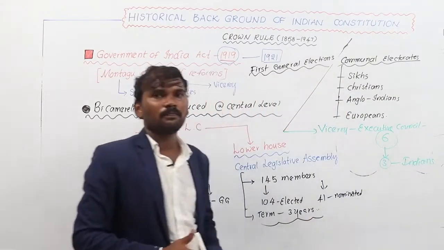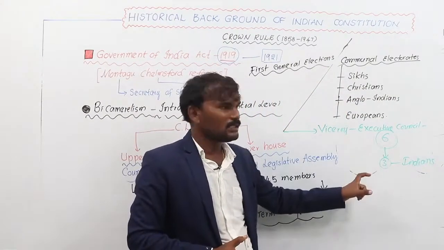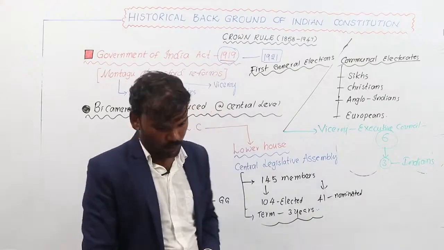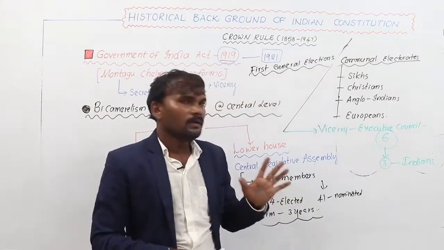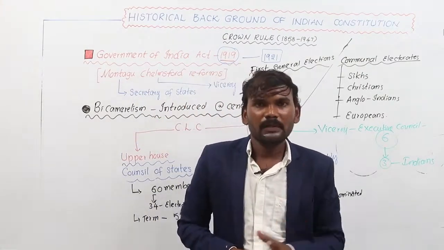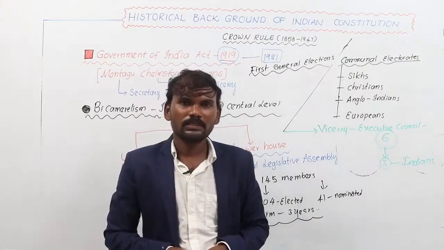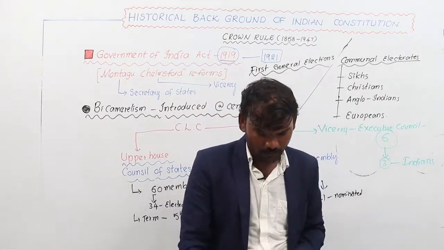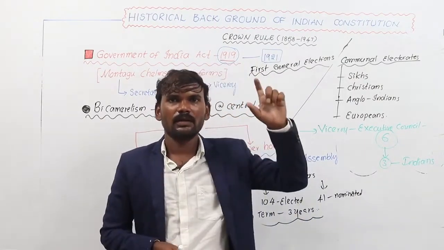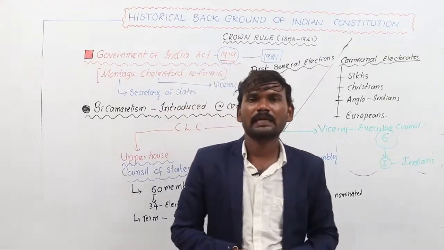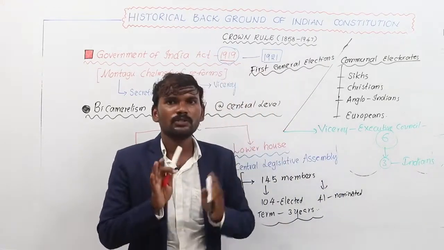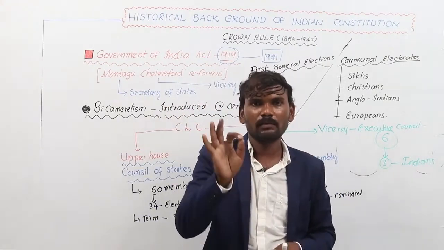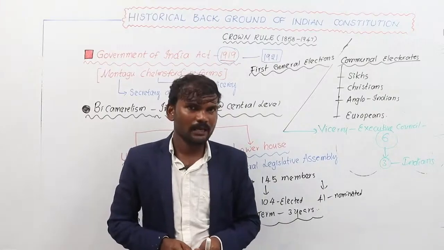So this act adopted a provision to reserve 3 seats in the Viceroy's Executive Council to Indians. And this act formed a federal public service commission to conduct civil services examinations. Only one public service commission at the central level. No state public service commission, no joint public service commission. Only a federal public service commission was set up at the central level by this act.